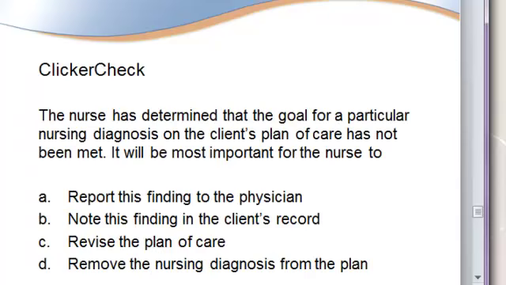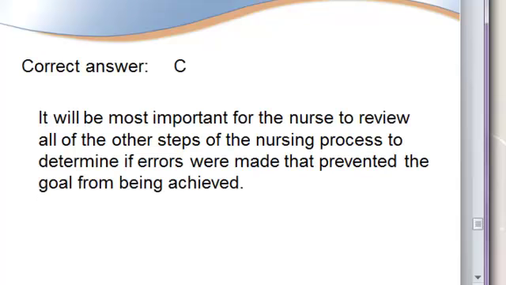So in our ClickerCheck, the nurse has determined that the goal for a particular nursing diagnosis on the patient's plan of care has not been met. It will be most important for the nurse to A. Report this finding to the doctor, B. Note this finding in the client's record, C. Revise the plan of care, or D. Remove the nursing diagnosis from the plan. And the answer, hopefully you got it right, is C.